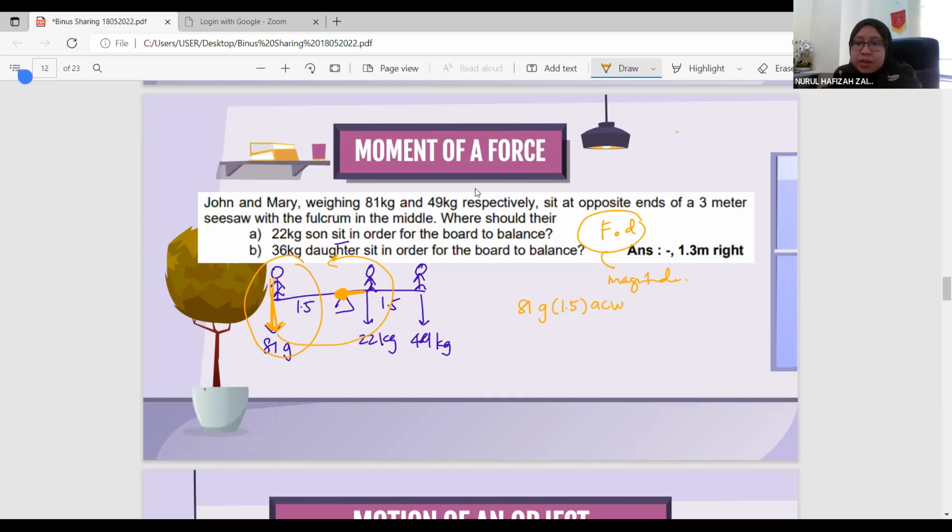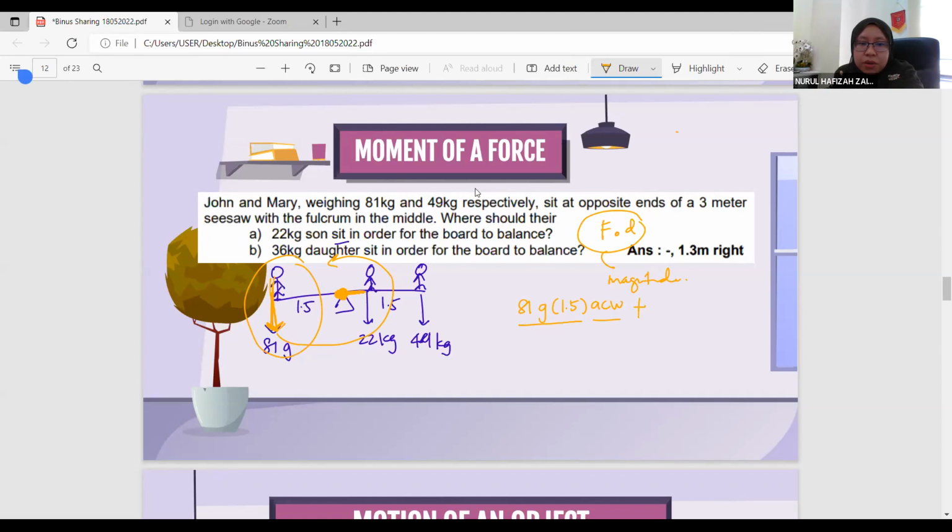Anti-clockwise. So this is a vector. This is the magnitude, and also this is direction. So how do we represent the direction? Magnitude is easy to see. It is a magnitude because it's represented by a number. But the direction here is represented by anti-clockwise or clockwise. Okay, so it is anti-clockwise.